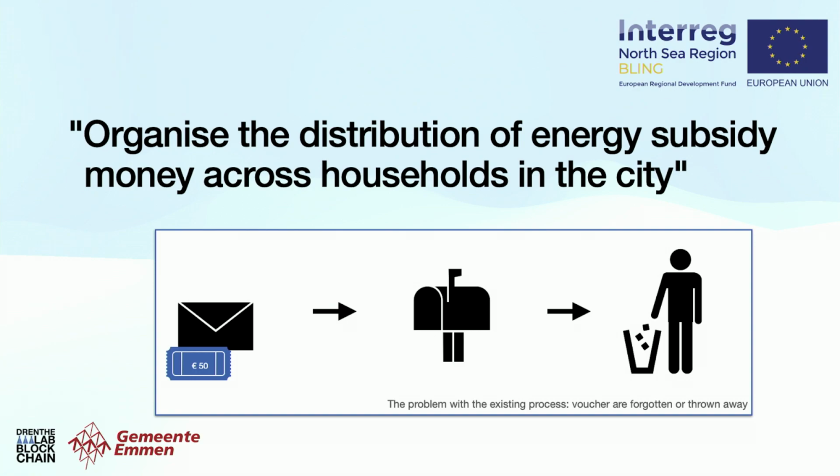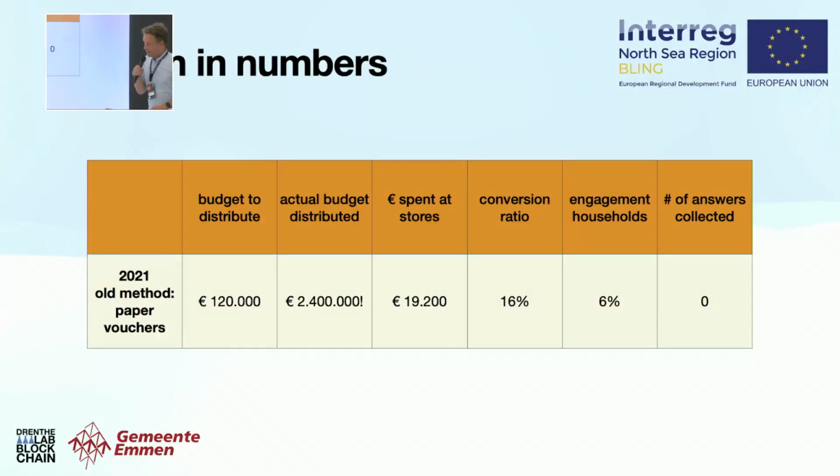But the problem is actually here below. In the old days, the city would print coupons, vouchers, and they would put them in an envelope, and they would go to every house in the city and put the envelope in the mail, and then usually this would happen. People would get the voucher, and they would forget about it, or they would throw it away. And that resulted in the fact that only 16% of the people in that city would actually use the money that was given out by the government.